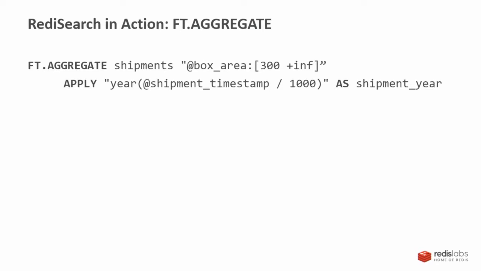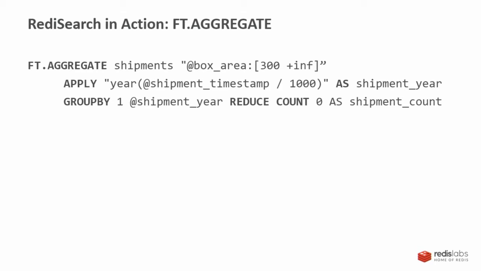So we're going to apply this expression here. We're going to take the shipment timestamp, which is a field in our document. We're going to divide it by 1,000 because it's a millisecond precision timestamp, and we want a second precision one. And then we'll get the year out of it. And then we're going to create a field called shipment year. Pretty simple. Then we're going to group by.